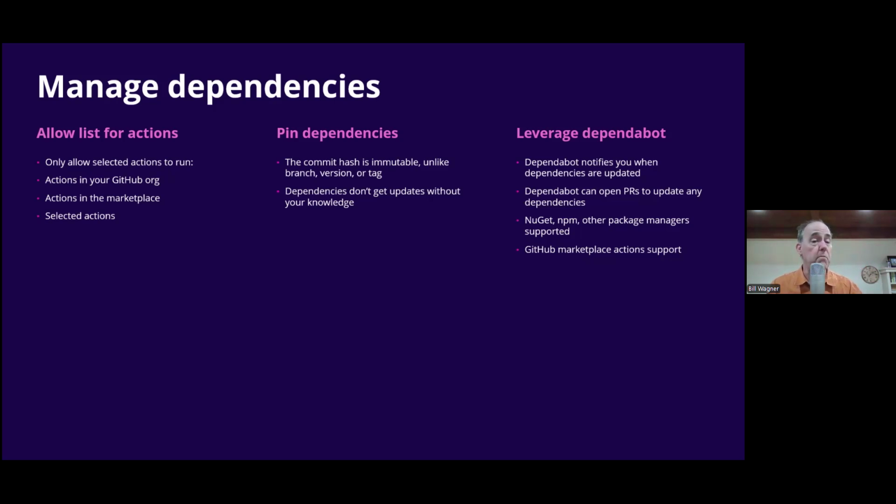They also can't move. So like a v1.7 tag, the owner of a GitHub action in the marketplace could just move that and say, "Oh, I released a new quick patch update. I didn't update the version numbers. It's not that big." So the tag floats. Commit hashes can't. So it is immutable. It's not a branch, it's not a version, it's not a tag. It can't move. And that way your dependencies don't get any updates unless you know about it.